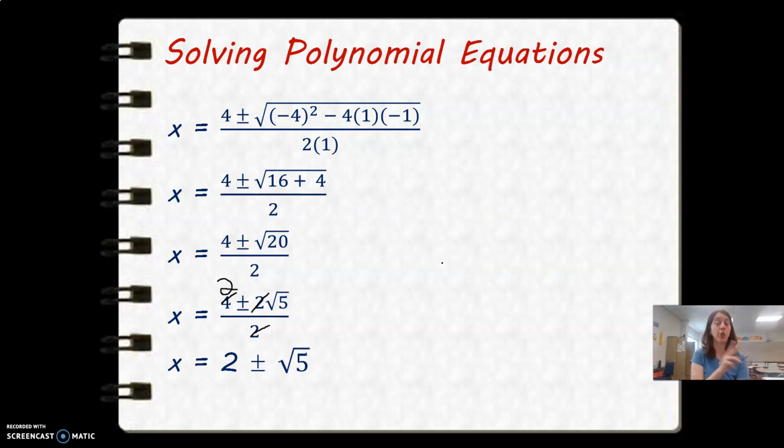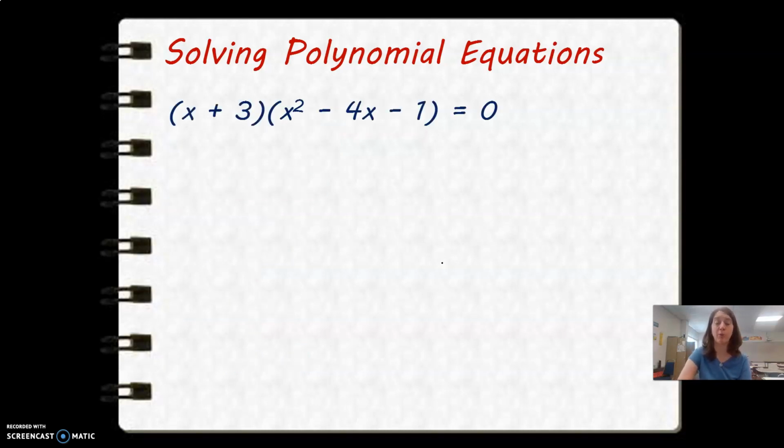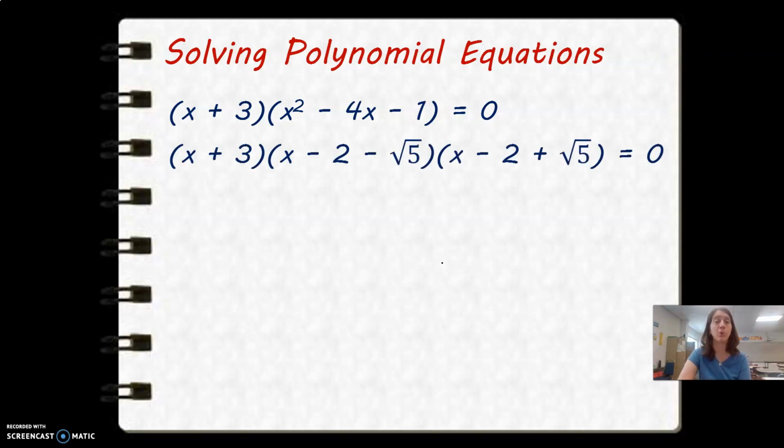Notice there's actually 2 answers sitting there. There's 2 plus root 5, and there's 2 minus root 5. Those are the other 2 answers that I need in the question from the second parenthesis that had the x squared. Okay, so just wrapping up this question. Remember, there was my first parenthesis, the x plus 3. That was the other parenthesis that we were working with, the x squared minus 4x minus 1.